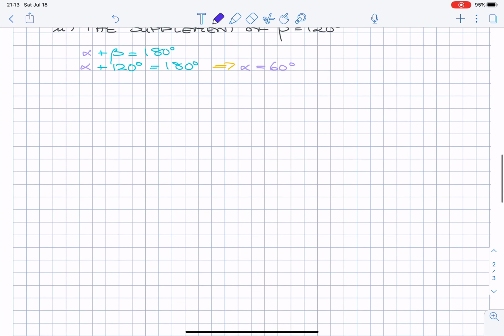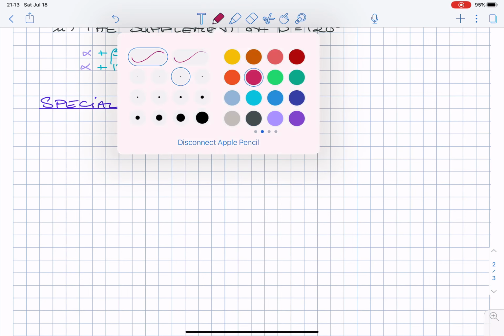So now let's look at special triangles, and this is very important to the whole semester. So special triangles. Okay, so let's recall.